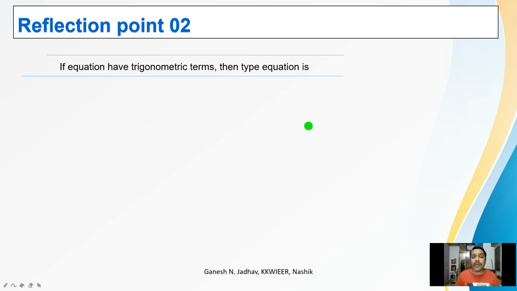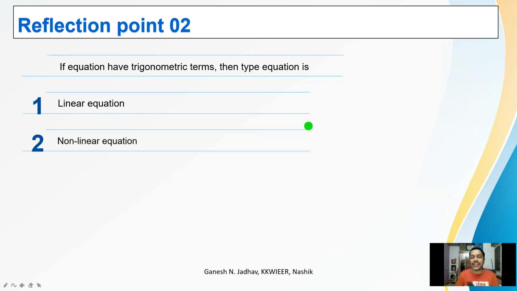If an equation has trigonometric terms, then what is the type of equation? Here I'm going to give you 50-50. In KBC we have 50-50, so there are only two options. If the equation has trigonometric terms, then is the type of equation linear or non-linear? Pause the video, answer the question and tally your answer with mine.